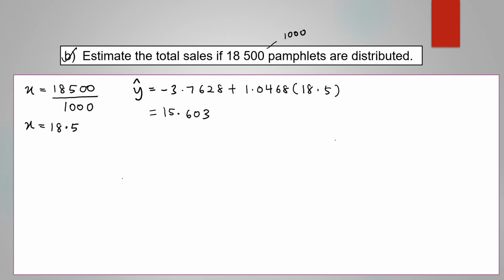Press your calculator correctly, you will get the value of Y hat is 15.603. And then you need to times with 1,000 because our unit for Y is in thousand. So it would be RM 15,603. You should put RM because our value of Y represented the total sales in RM.